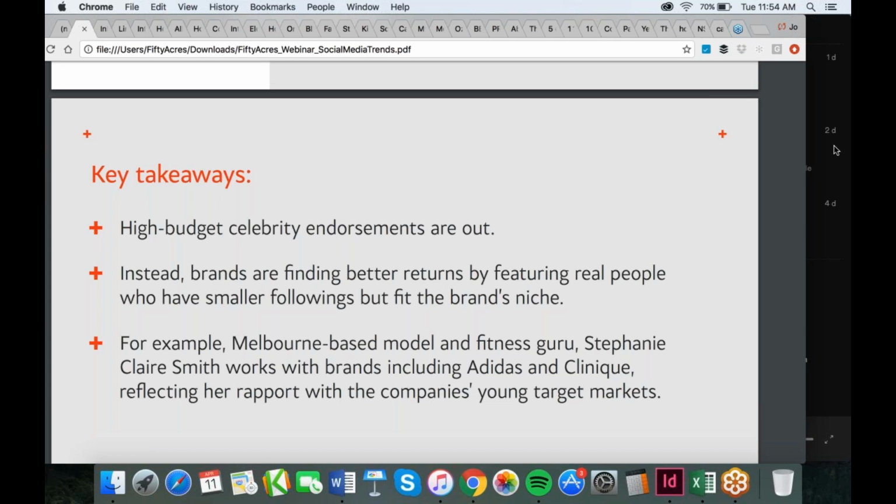We recently worked on a launch of something in Canberra, and one of the things we did was identify some influencers in the age bracket of the stakeholders, the target group that we were trying to target. So we reached out to them and got them to do call outs in an agreed, organised way through their networks, because some of them have 2,000 or 3,000 followers that the client or you don't have, that you could perhaps reach out to. For example, Melbourne-based model and fitness guru Stephanie Claire Smith works with brands including Adidas and Clinique, reflecting her rapport with the company's young target markets.